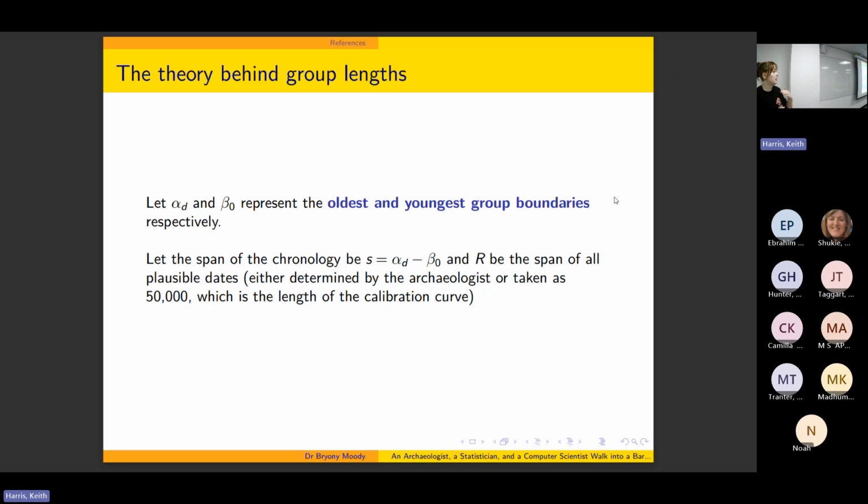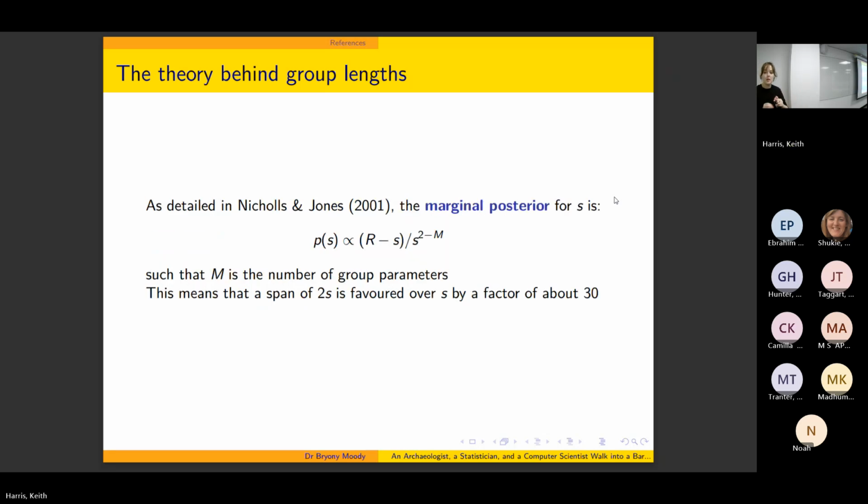So if we assume the span of the whole chronology, for example S, that's the alpha of your very oldest date take away the beta of your very youngest date, so a span of all plausible dates within our chronology. That might be determined by an archaeologist based on their evidence, or we could just take it to be the whole calibration curve. But if we then try and work out what we think the span of our particular chronology is, based on the model we set up now, that is not proportional to 1, which we would expect it to be, because we have no prior knowledge on how long we think this chronology is.